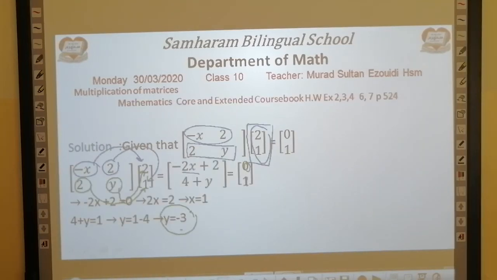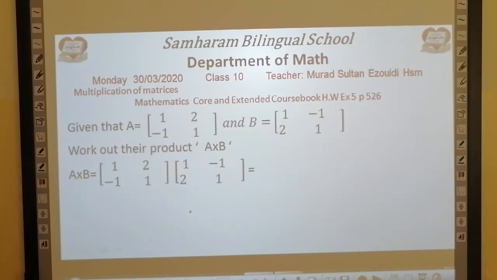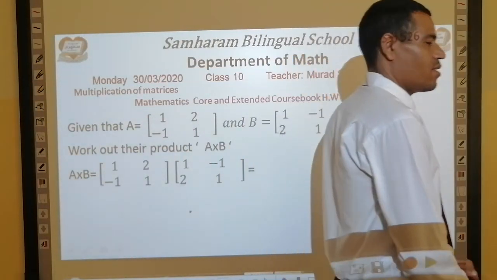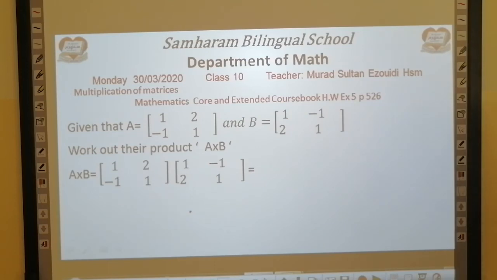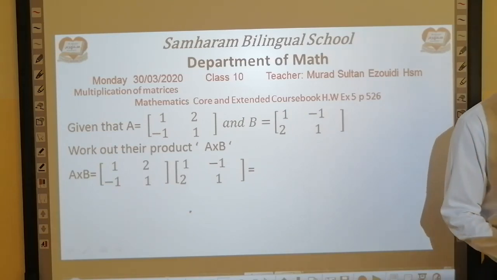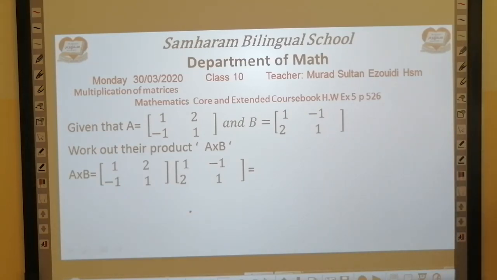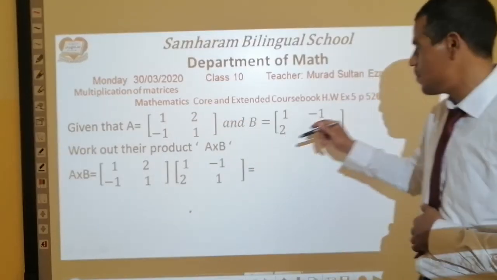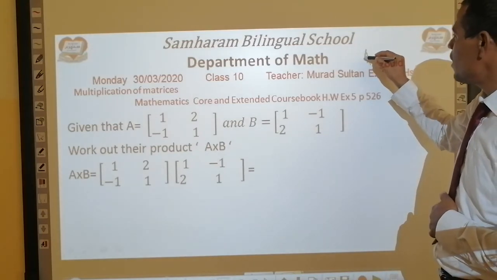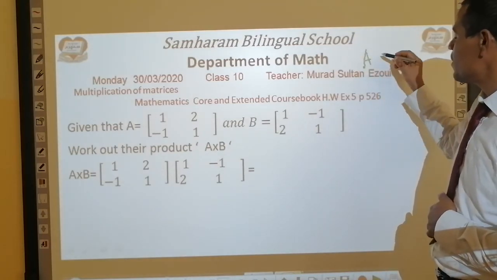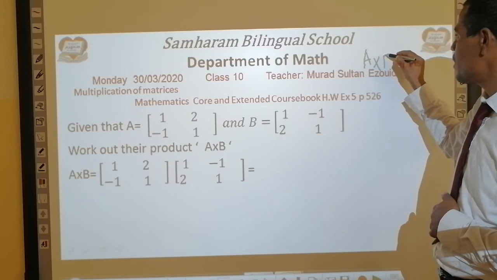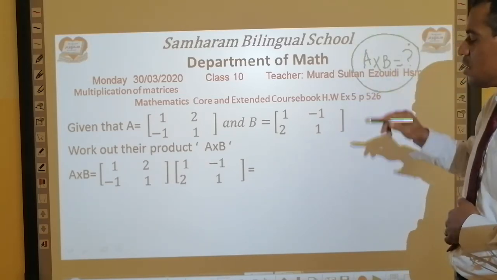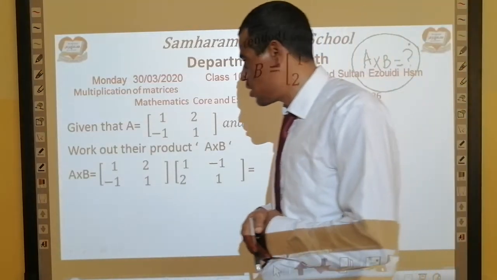Good work. The next one. Now, multiplication of matrices. Okay, we multiplied a matrix by a vector, then by a scalar. Now let's try to multiply two matrices together. For example, if A is a matrix and B is a matrix, I will find the product of these two matrices. That is the target, or the purpose, of our lesson.